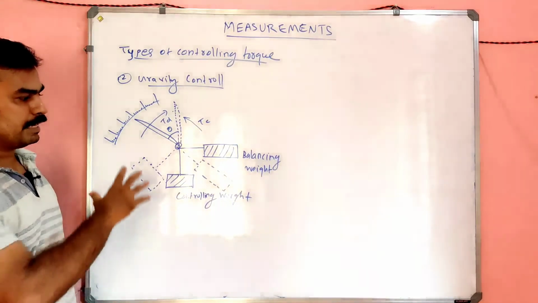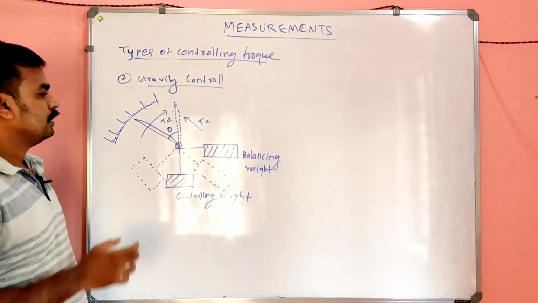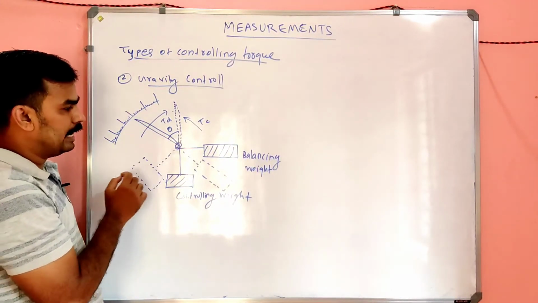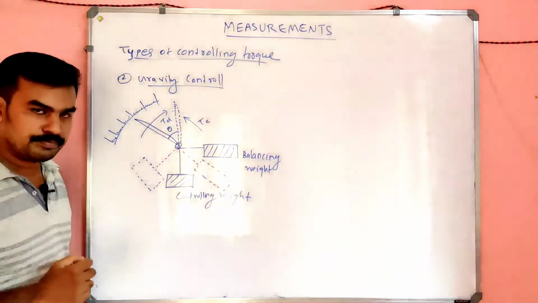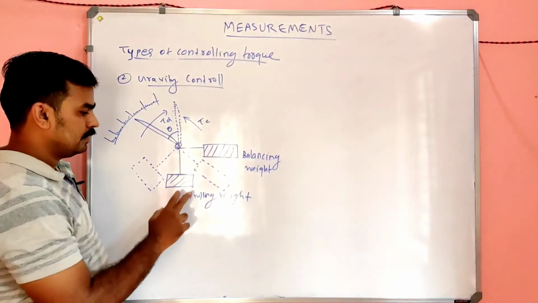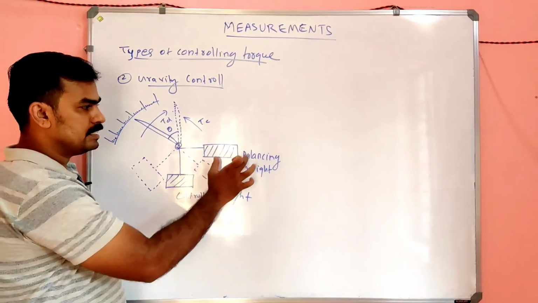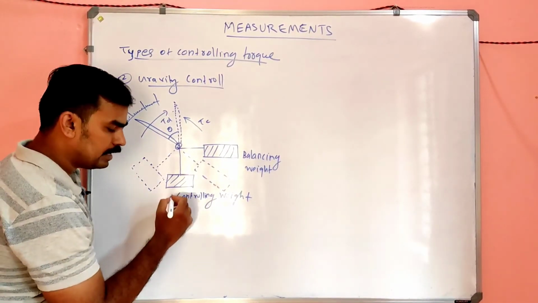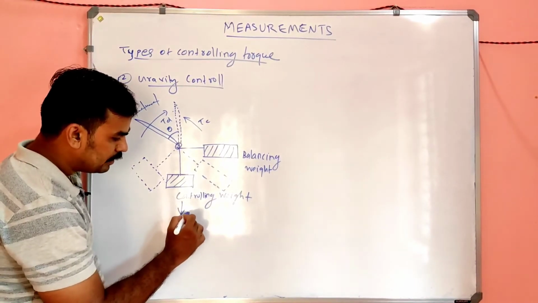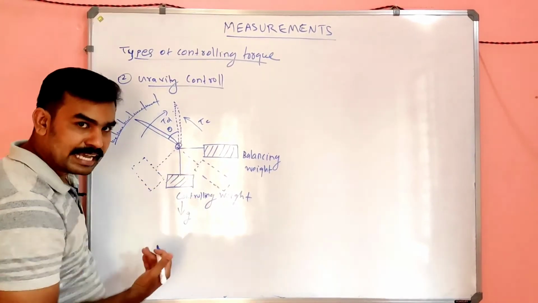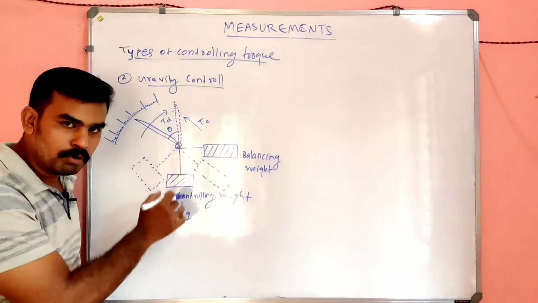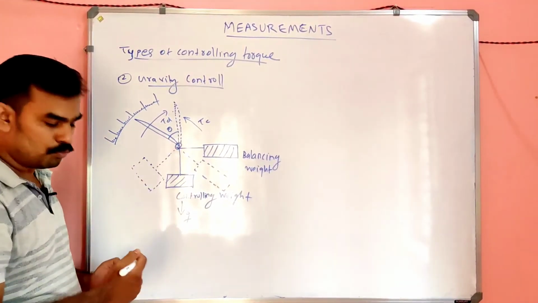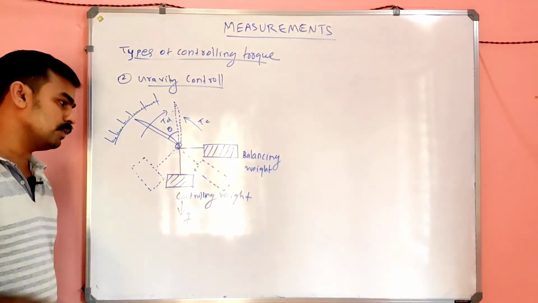Suppose this is the mechanism of controlling torque. This is the pointer, and of course this is the scale. There will be two equal weights: this is the controlling weight and this is the balancing weight. Normally, due to acceleration due to gravity, the controlling weight will always be acting downward. That g factor will always pull the controlling weight downward.